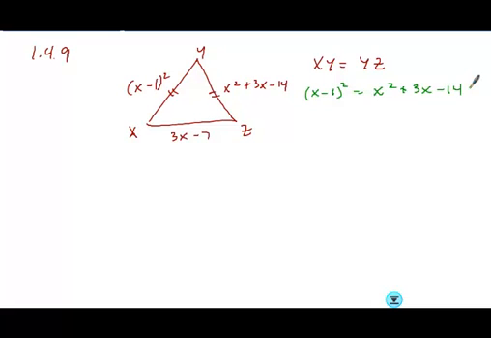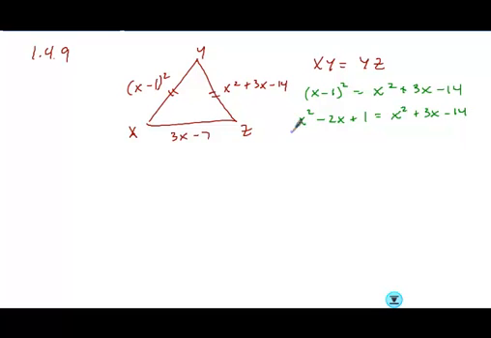So we solve this by expanding this binomial square. Remember, the expansion pattern for a binomial square is to square the first term, double the product of the terms, so x times negative 1 is negative x, double that, we get negative 2x, and then square the last term, plus 1. The right side of the equation isn't going to change at all.